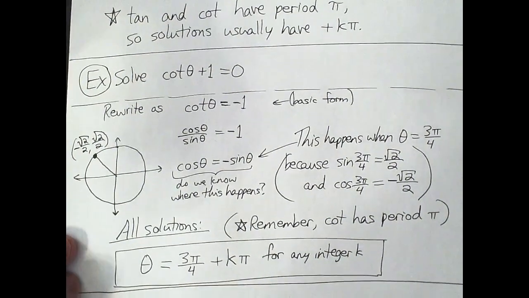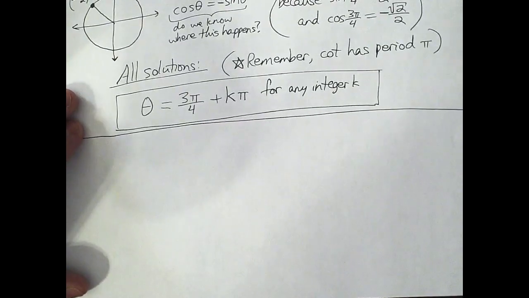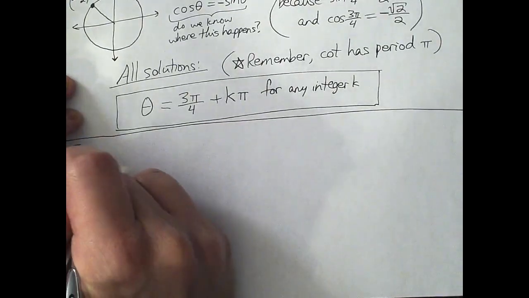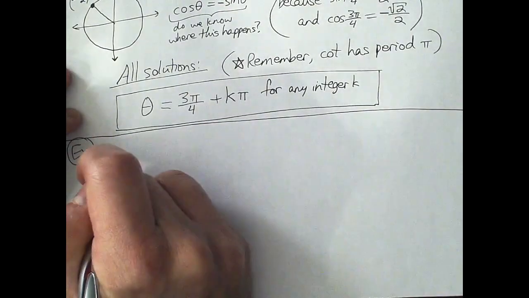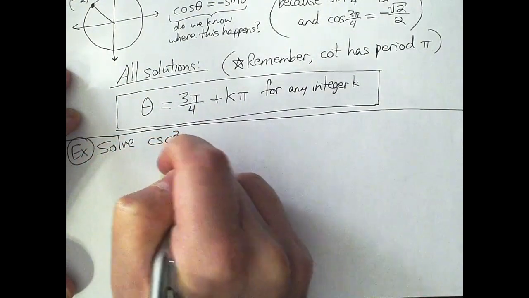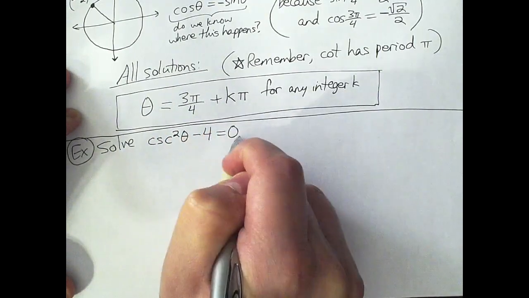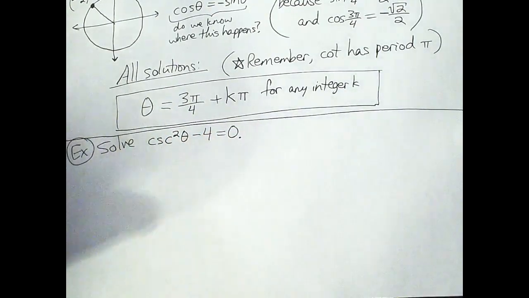All right, let's do one more problem. I'll give you one more. I'm going to give you one to do, and we'll use this to wrap things up. I'm going to ask you to solve cosecant squared theta minus 4 equals 0. And I'd like you to pause and give that a try, and then check back with me.